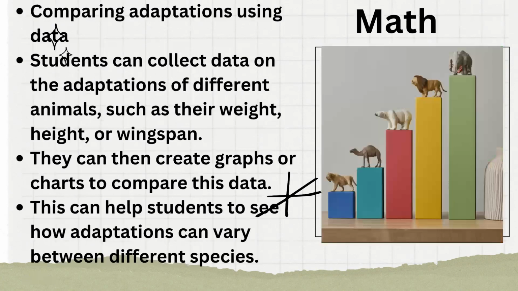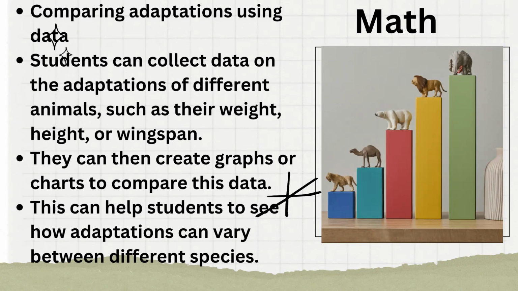When I move ahead with the subject area of math, let's see how through the math lens this concept of adaptation can be taught effectively to our students. In math, students can use data to compare the adaptations of different animals. They can collect data on relevant physical characteristics and then create a graph or a chart to represent this data. This can help students see how adaptation can vary between different species and how this variation can relate to an animal's survival in its environment.